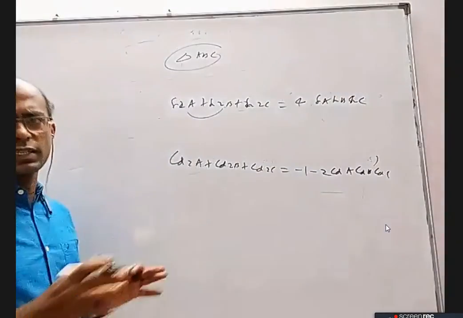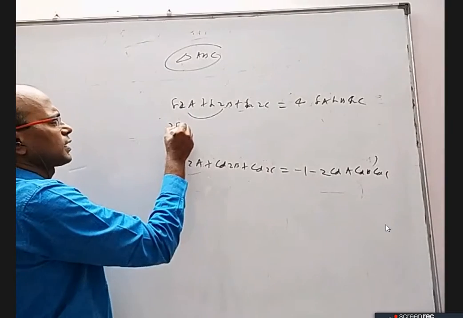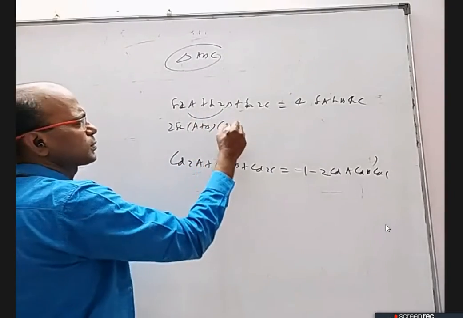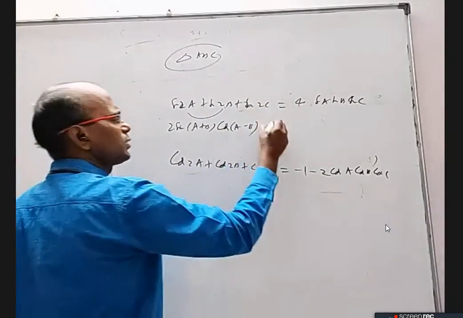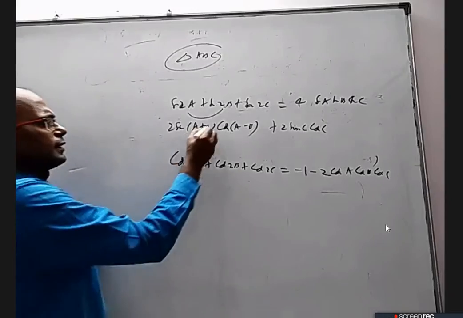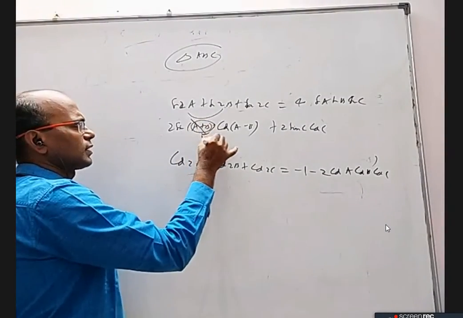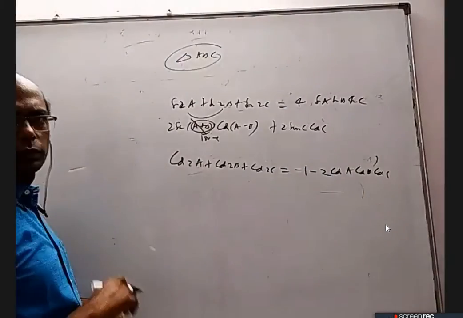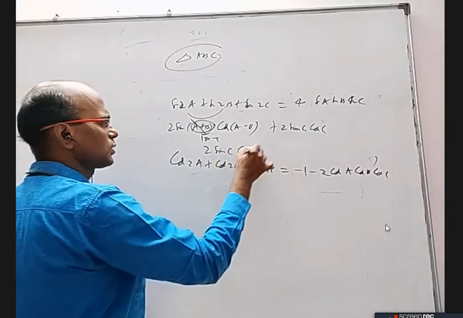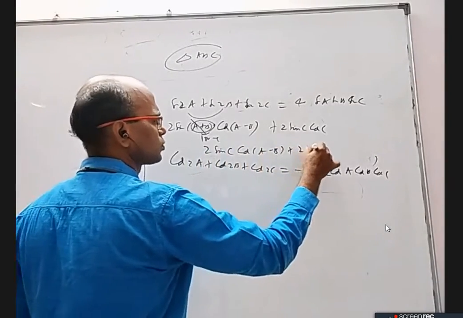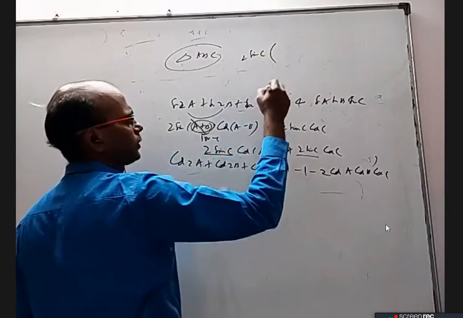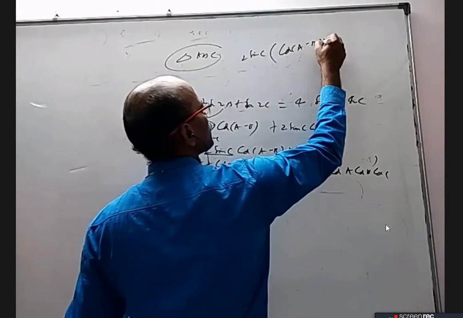For example, you don't have to write, just listen to this. Sin 2A plus sin 2B, I can write 2 sin (A plus B), this plus this by 2, cos this minus this by 2, which is (A minus B). Sin 2C, I will write 2 sin C cos C. Now, in the place of A plus B, I can write 180 minus C because of the triangle. And sin (180 minus C) is sin C. So we'll get 2 sin C cos (A minus B) plus 2 sin C cos C. Here also sin C, here also sin C. I can take 2 sin C common. I will be left with cos (A minus B) plus cos C.